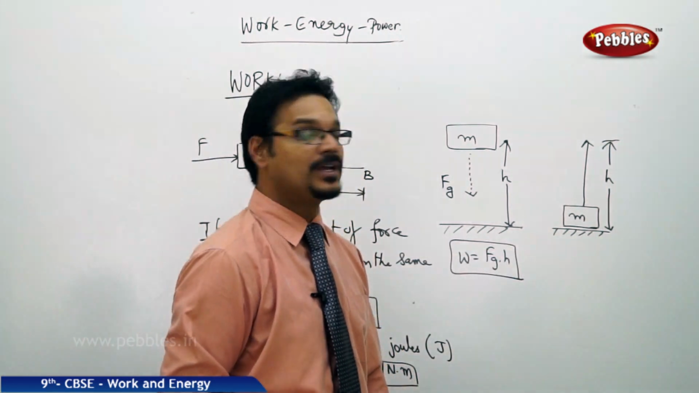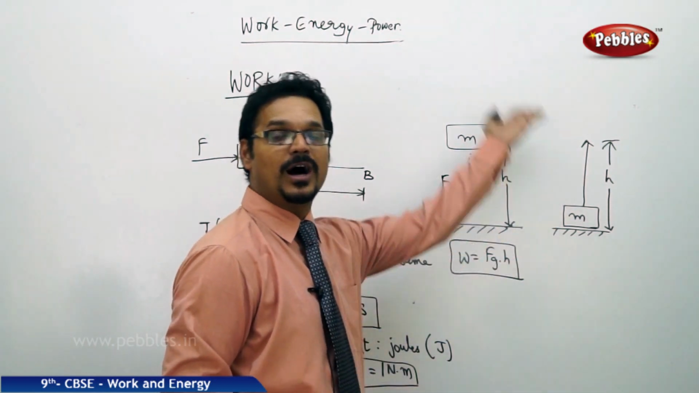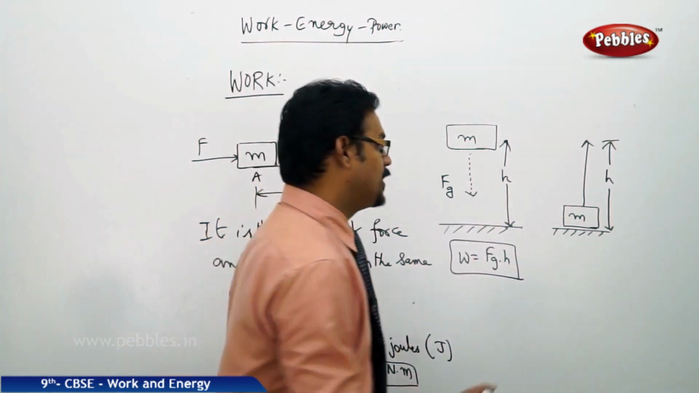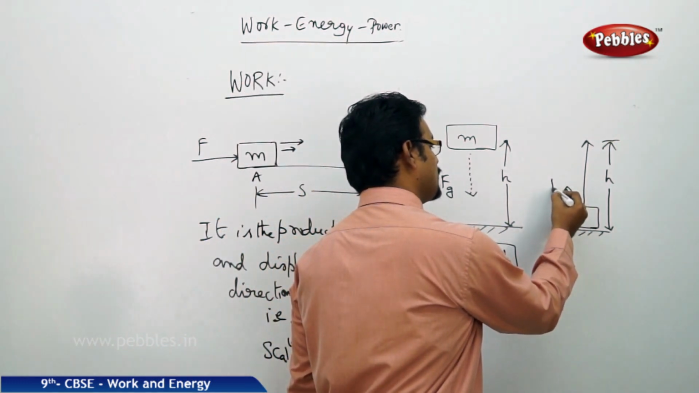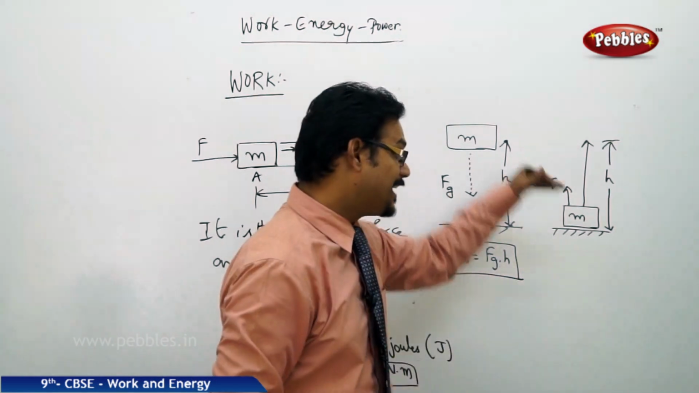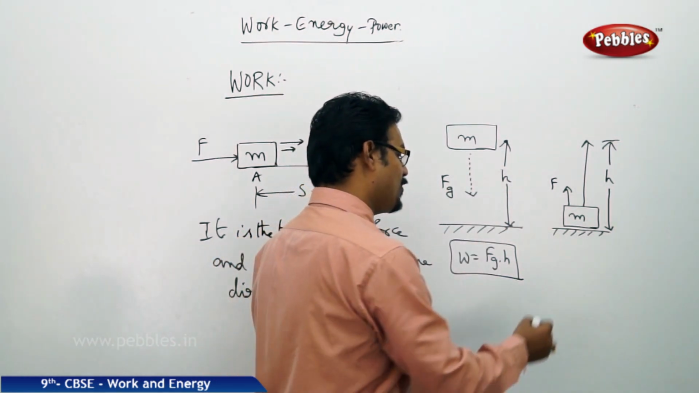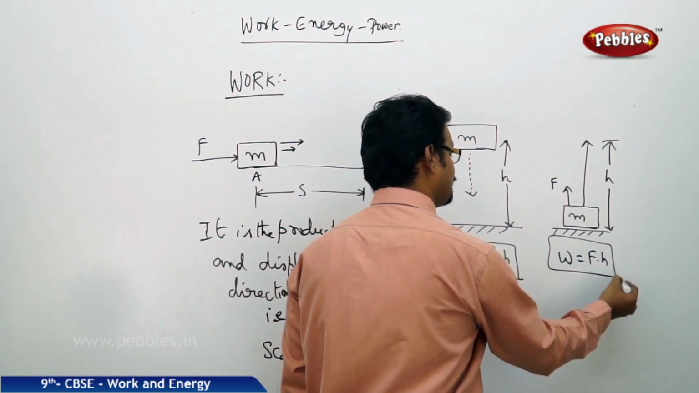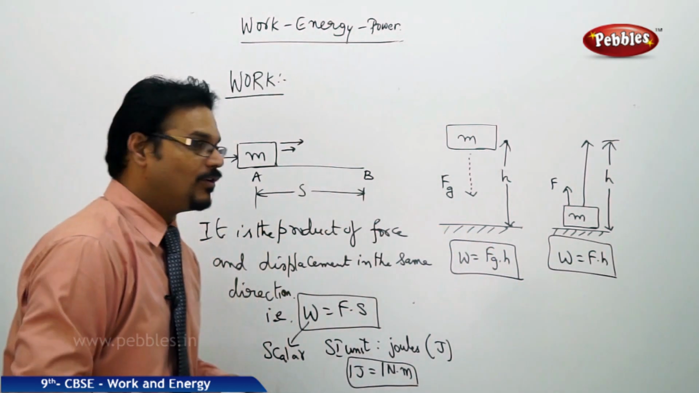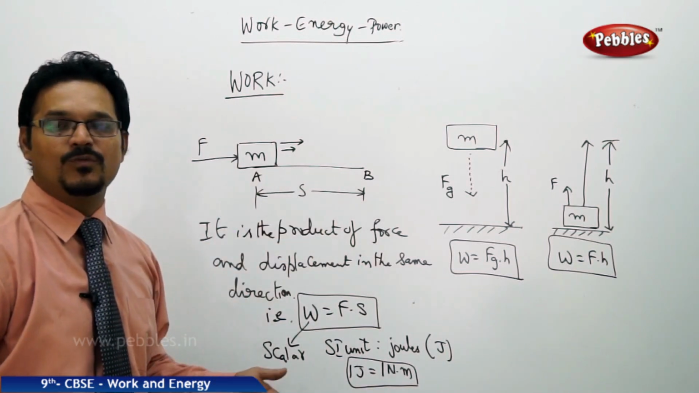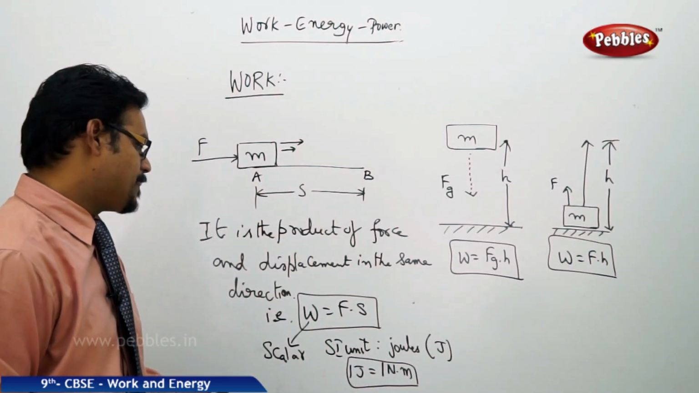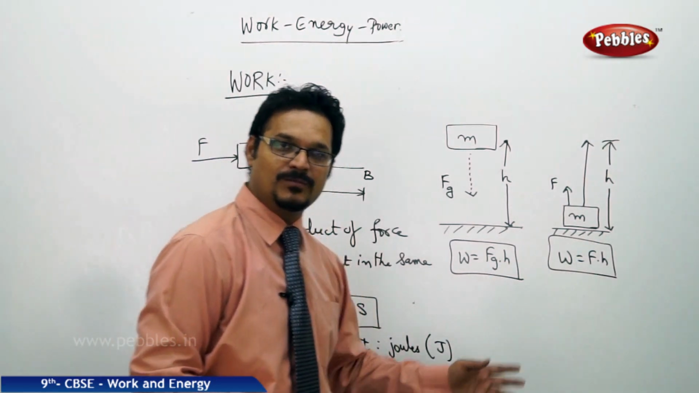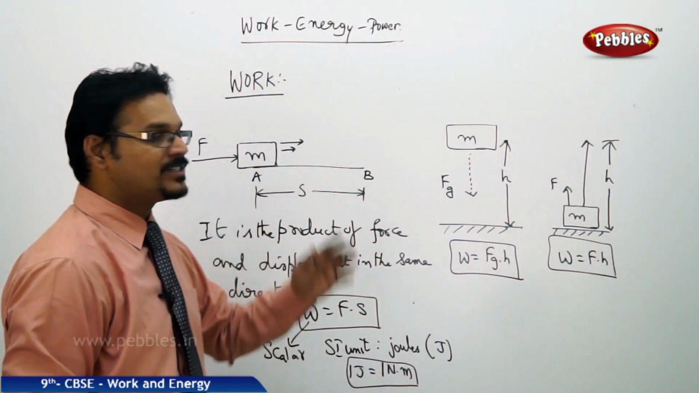Is it possible to calculate work done here? Yes, of course. Here the body is pushed up to a height h. When you want to push up, it doesn't go automatically. You need to apply force. So this force is opposite to the gravitational force. So the amount of work done, W equals F into H. So in all these cases, you can find work done. The only difference is, here I use the symbol S, here I am using the symbol H. But all are same, just different situations.